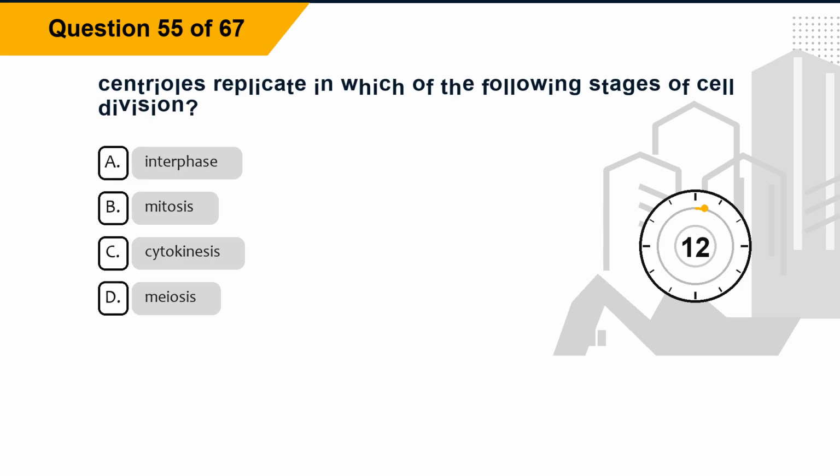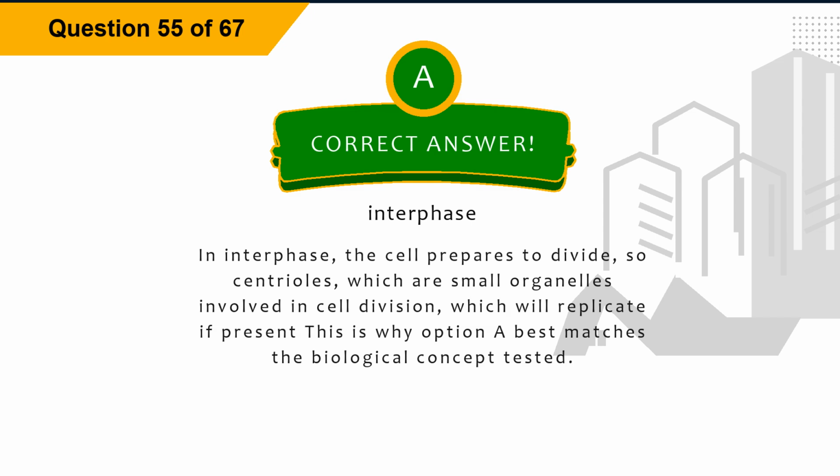Question 55. Centrioles replicate in which of the following stages of cell division? Option A, interphase. Option B, mitosis. Option C, cytokinesis. Option D, meiosis. The correct answer is option A, interphase.